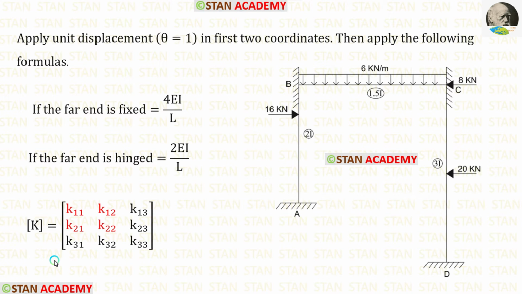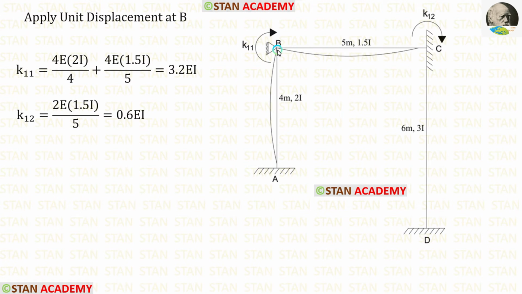Now let us apply unit displacement in the first coordinate and find k11 and k12. Our first coordinate is in the point B. So in the point B, we have to apply unit displacement. I have applied unit displacement in the point B. Previously in the point B, there was a fixed support. But when we apply unit displacement, we can assume that it becomes a hinged support because in the fixed support there will be no displacement.